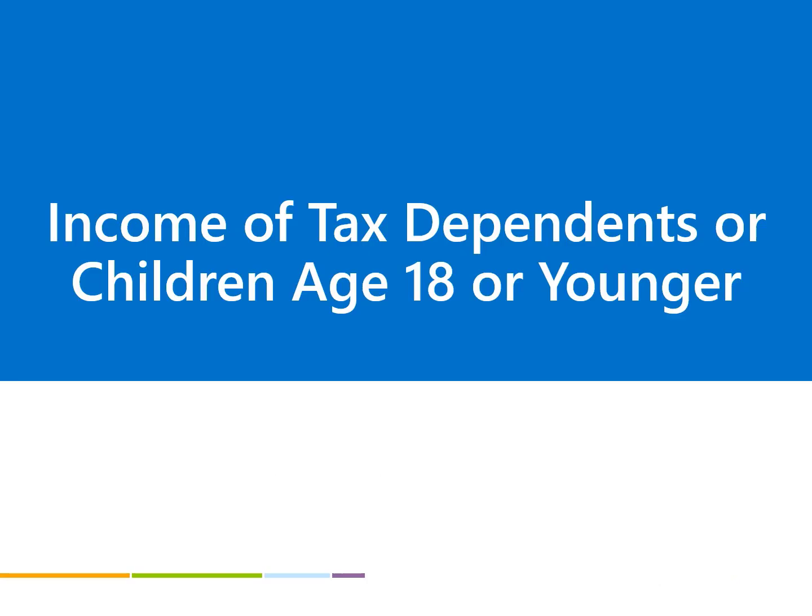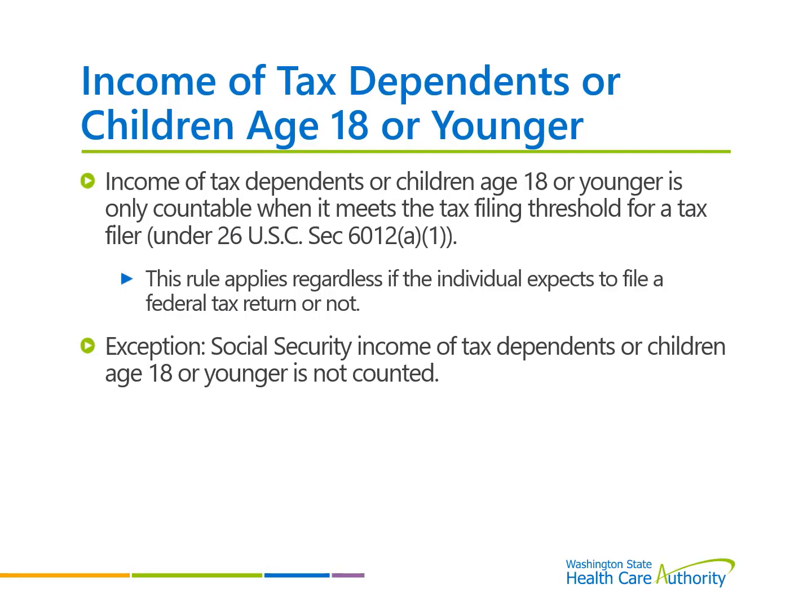Income of tax dependents or children age 18 or younger. Income of tax dependents or children age 18 or younger is only countable when it meets the tax filing threshold for a tax filer. This rule applies regardless if the individual expects to file a federal tax return or not. An exception, Social Security income of tax dependents or children age 18 or younger is not counted.